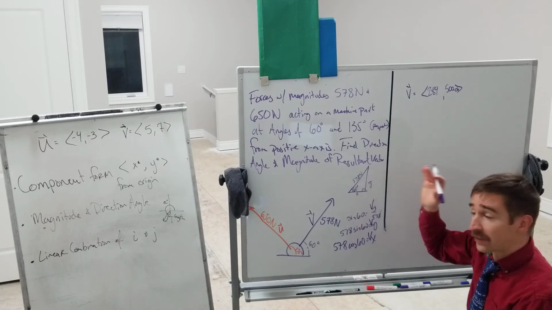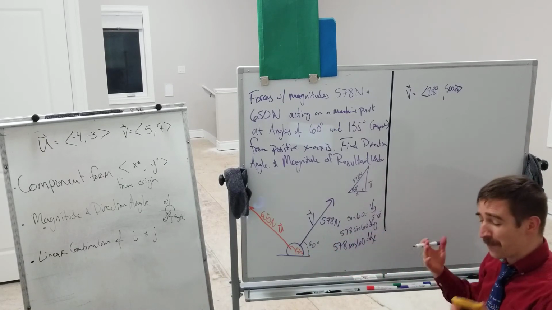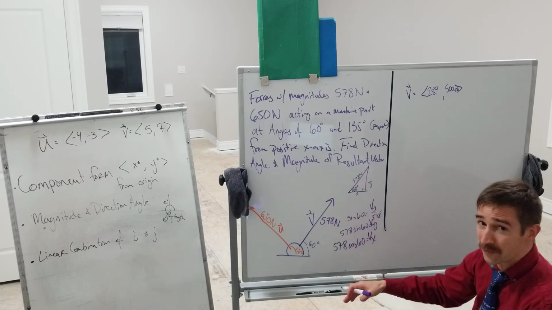Now find the components for vector u. What we can do is say this is the same thing as this problem, except instead of having a 60-degree angle, I have a 135-degree angle.